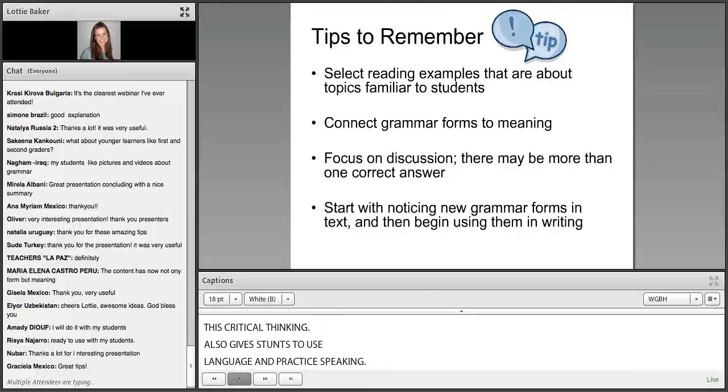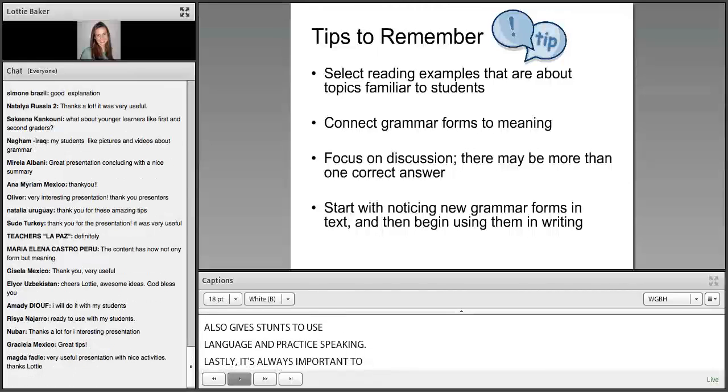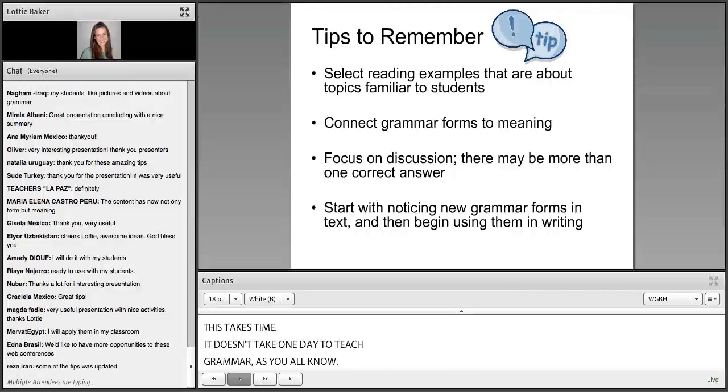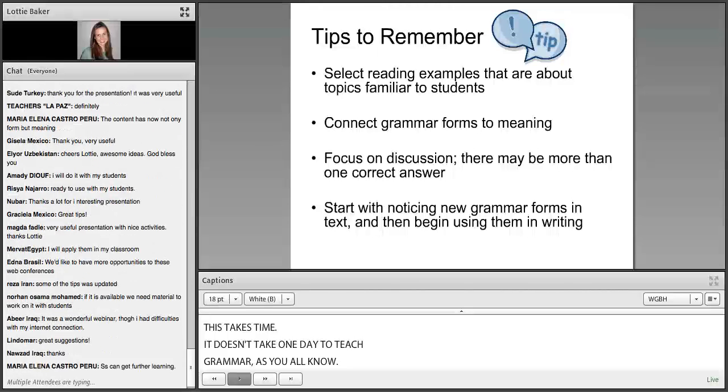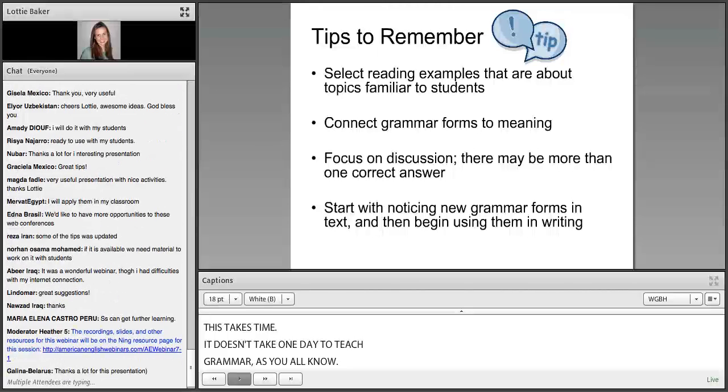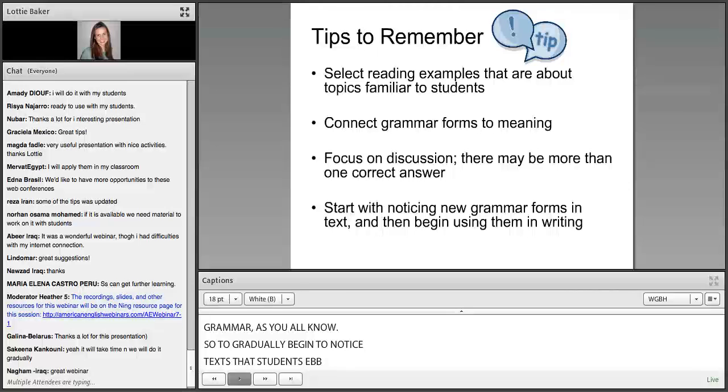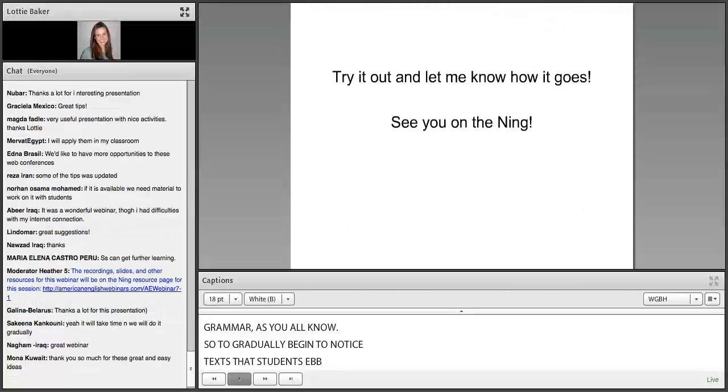And lastly, it's always important to start with noticing new grammar forms in text and then gradually begin using them in writing. And this takes time. It doesn't take just one day to teach grammar, as you all know. So gradually begin noticing different grammar structures in text as students read, and then have students use them in their writing. And you can use supports like the changing sentences or the filling in the blank at the beginning to help students use this grammar in their writing.